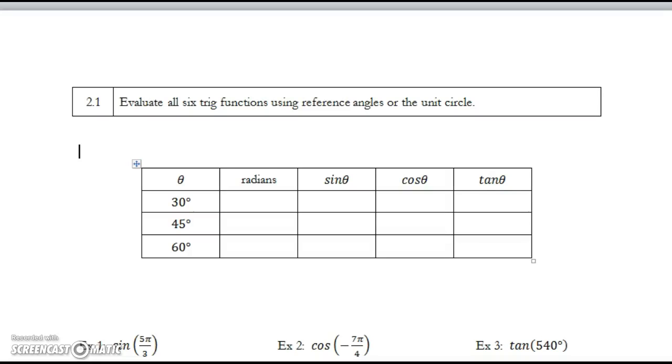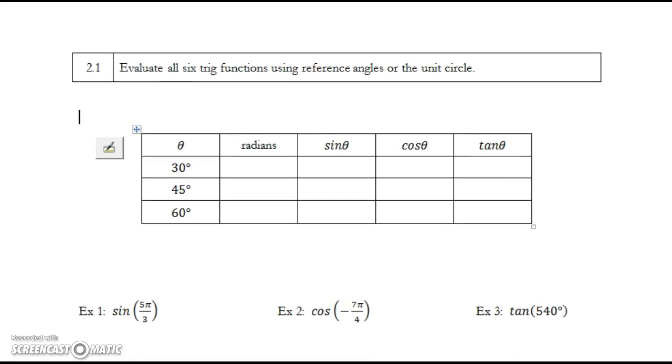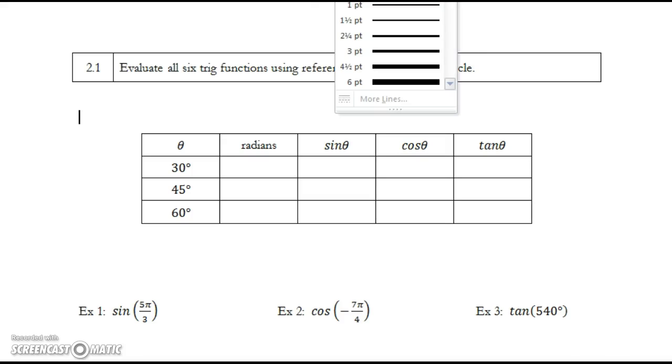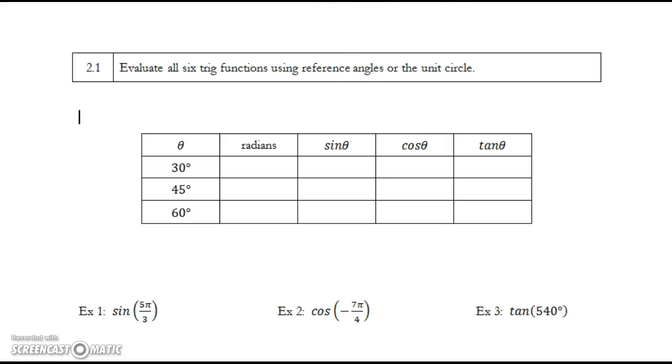Standard 2.1, evaluate all 6 trig functions using reference angles or the unit circle. So at this point, we've kind of let go of our unit circle, and we are moving on to just using our note card, which is basically this idea of using reference angles. So let's make sure that we can reproduce our note card without a lot of trouble, because by the end of this unit, you will not be able to use your note card when it comes to the test.